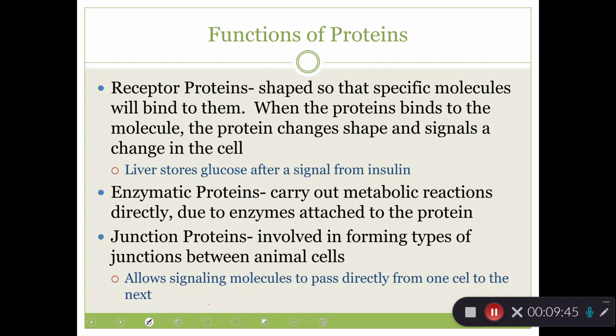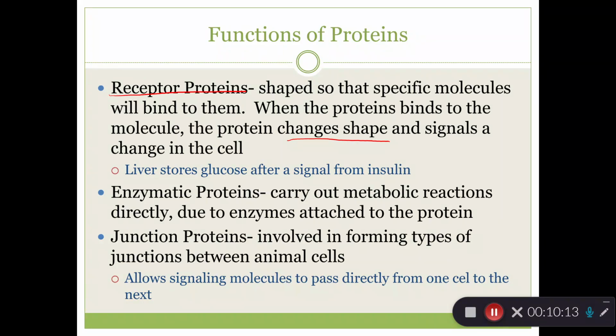Okay, there are receptor cells. These are shaped so that a specific molecule can bind to them. When the protein binds to the molecule, the protein changes shape. And so a receptor protein is going to receive a molecule, and when it does, it changes shape. This cell membrane is so interesting because so many things happen in the cell membrane. It has channels, it receives molecules.